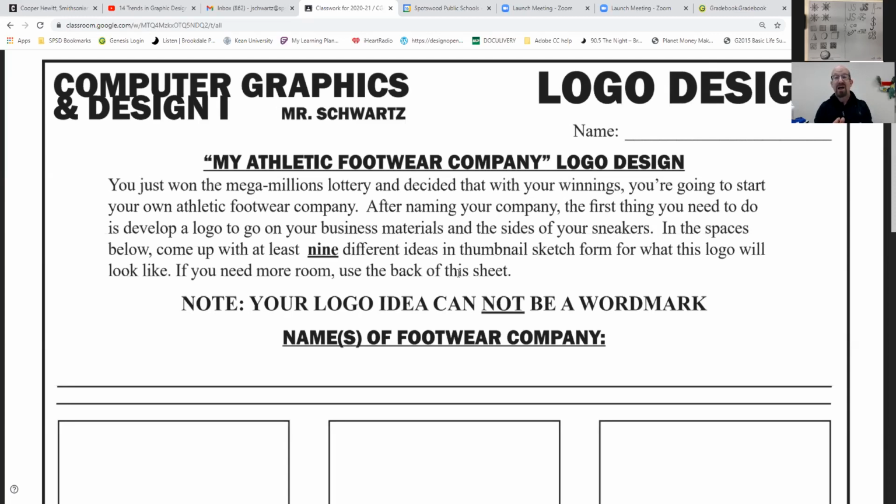You're not allowed to do a word mark. So if you remember from the prior week when we were talking about the different kinds of logos, a word mark is a logo that uses the words or the name of the company. So like Coca-Cola, like Subway. You're not allowed to use the actual name of your company for your logo.